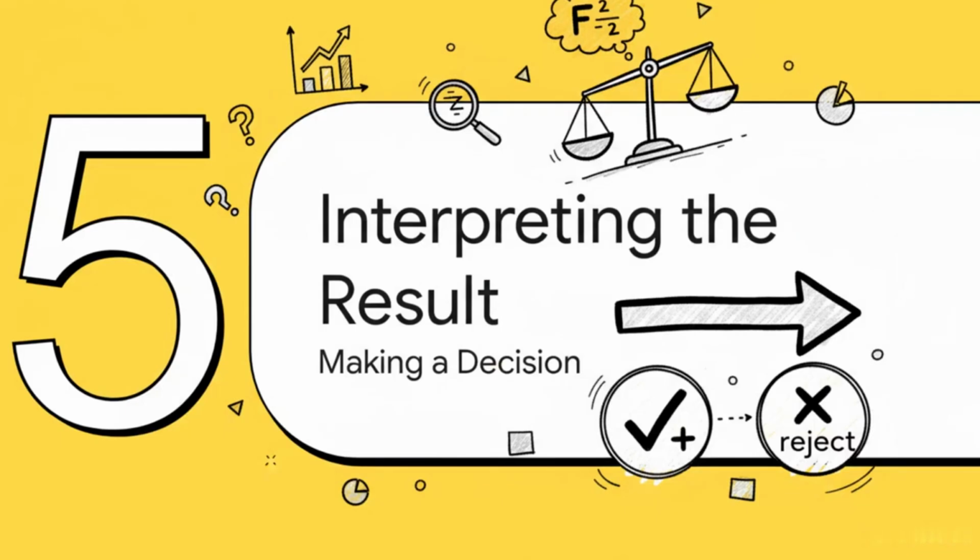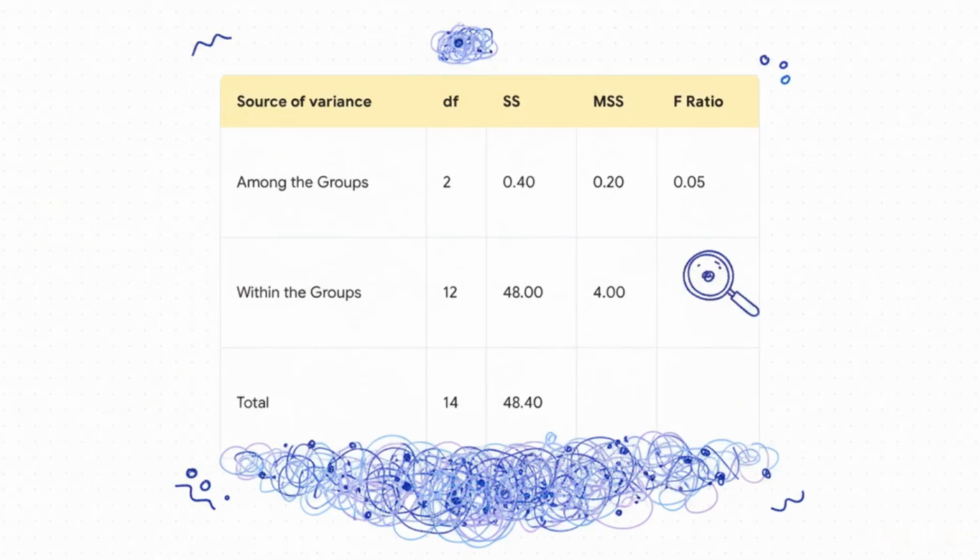Okay, we've got our number. But a number on its own doesn't mean much, right? The final and maybe most important step is to figure out what this F ratio is actually telling us about our data. So here's the completed table for an example. And just look at the numbers for a second. The variation among the groups is super small, only 0.40. But the random noise within the groups is huge. It's 48. This gives us a really, really tiny F ratio of just 0.05.